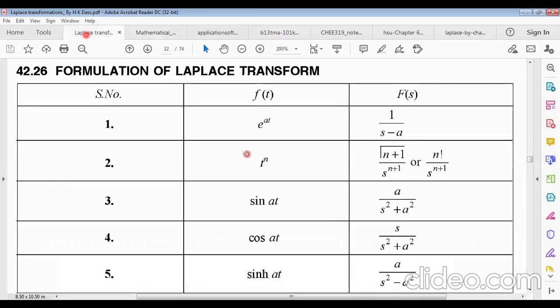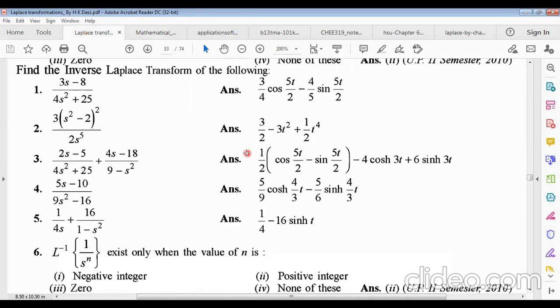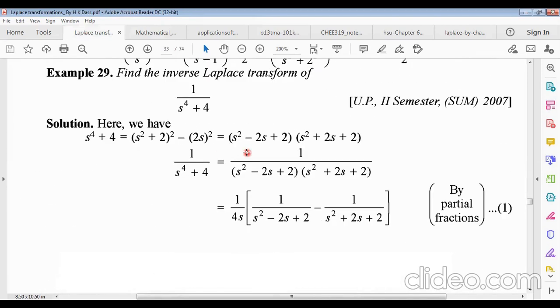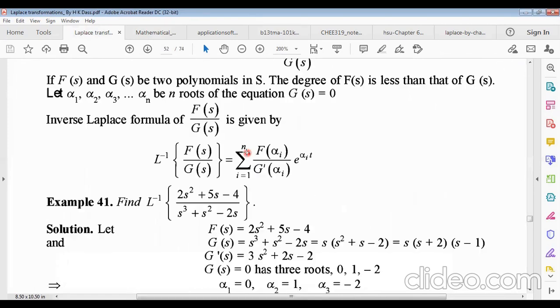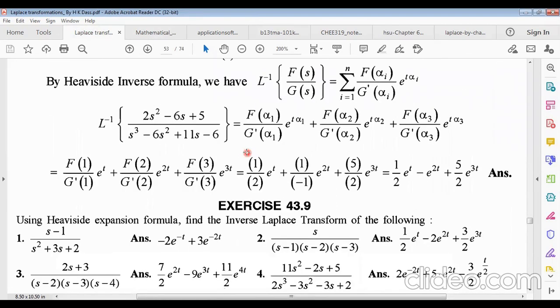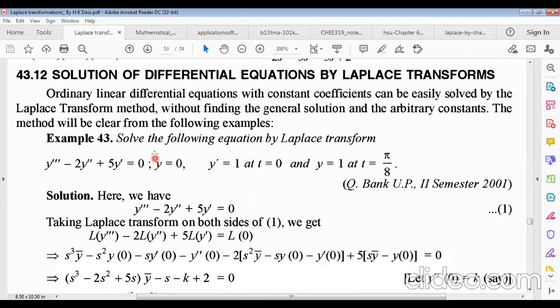Now another example we can study here. Solve the following equation by Laplace transform. This is the third order differential equation, so there will be 3 constants: y'(0) equals 1 at t equals 0, and y equals 1 at t equals pi by 8.